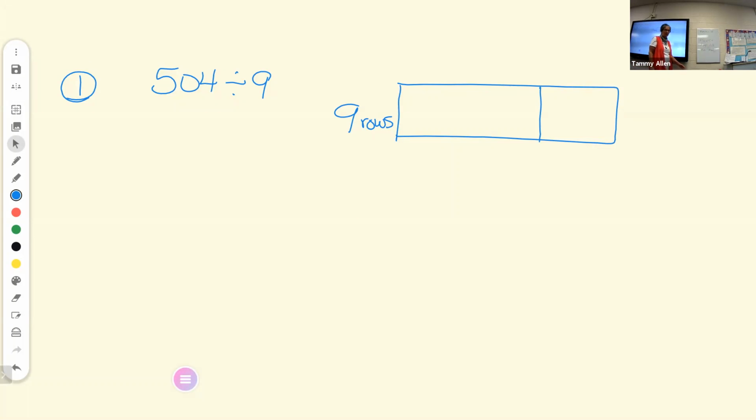We want to look for a multiple of 9 that is close to 50, but it can't go over 50. What is it? 45. So we would be subtracting out 450. Does that make sense to everybody? So 450 is going to go in our first box, right? So we subtract out 450.